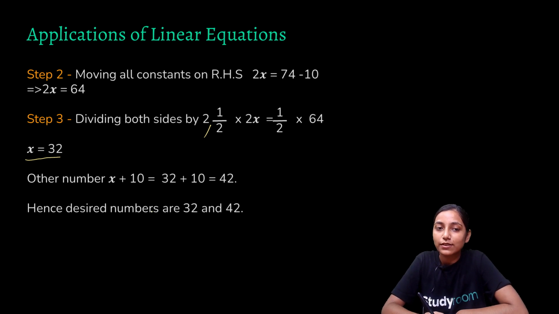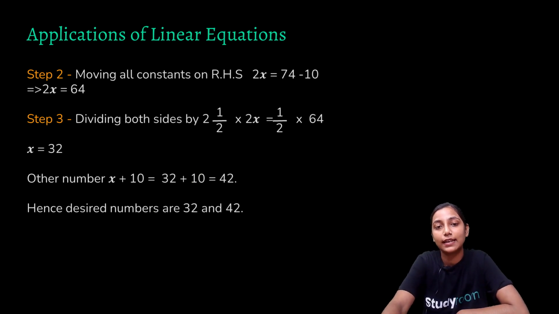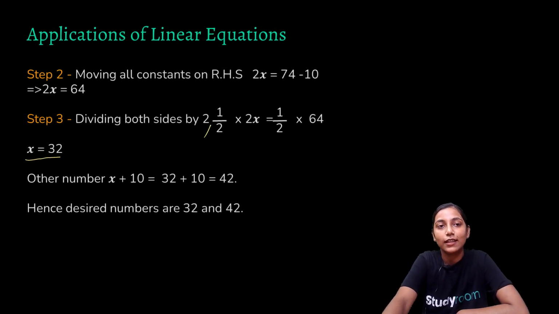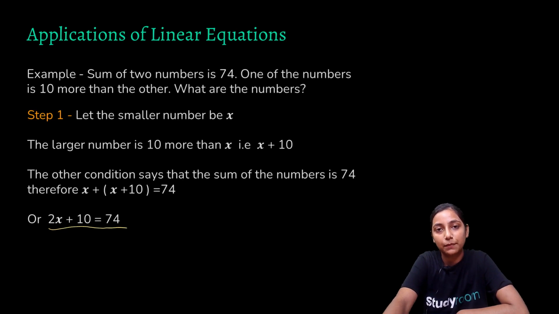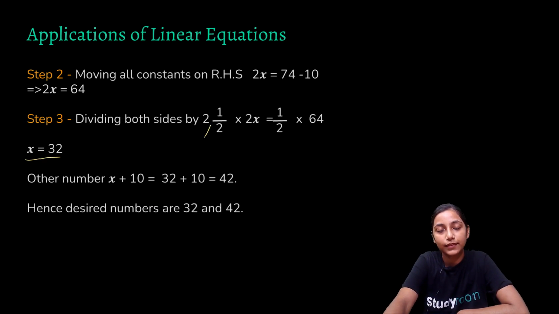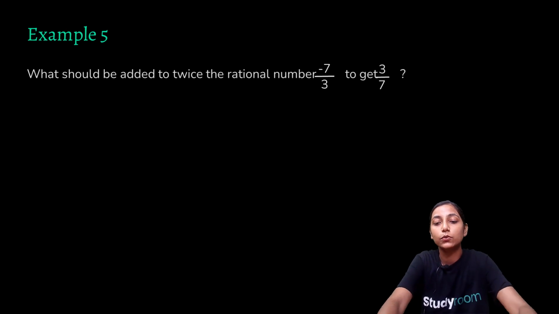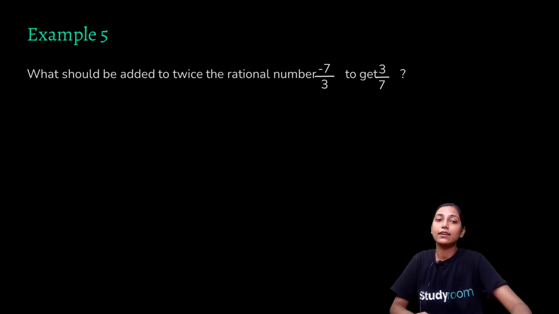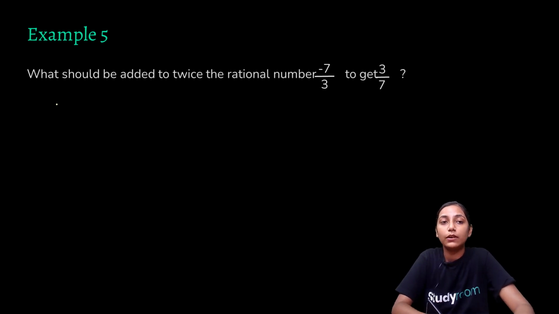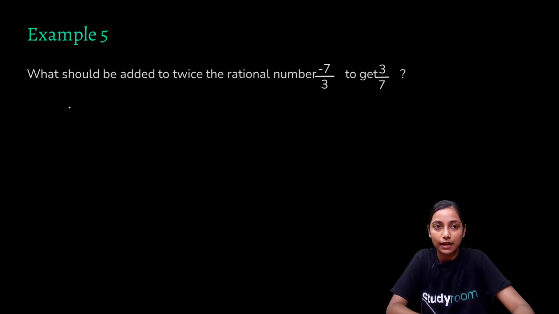So this was what was required. The desired numbers are 32 and 42, and if we add both these numbers, we are getting 74. This is how we solve. This is how linear equations are applied. Now let's do some examples on our own and apply the concept of linear equations in solving all these examples.